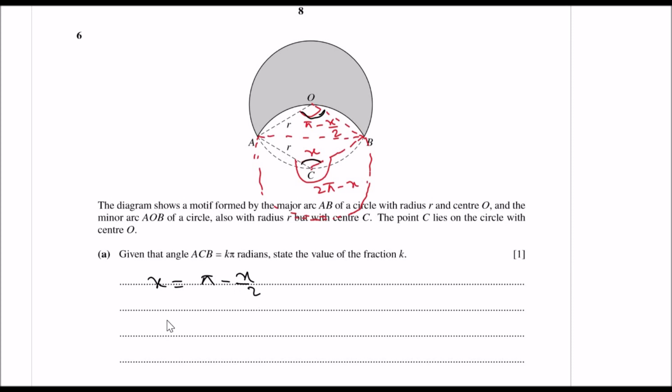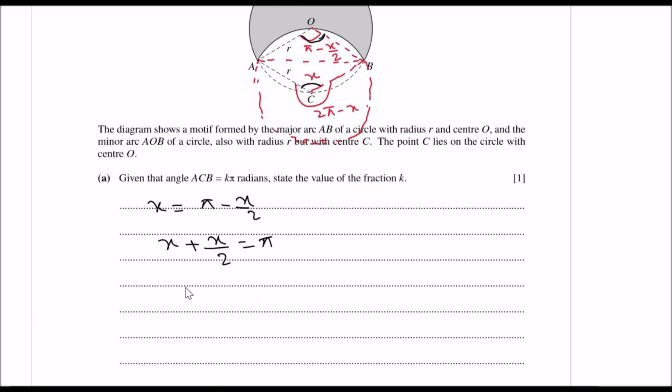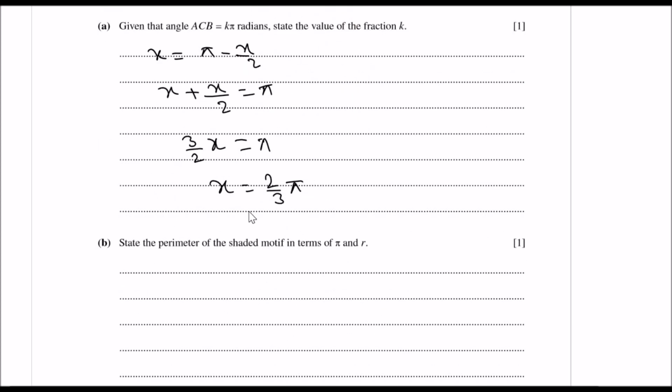Now bring the x terms together. So x plus x by 2, we write, that is equal to pi, and that gives us 3 by 2 x equal to pi. So x equals 2 by 3 pi. So what is the value of k here? This implies that k equals 2 by 3.